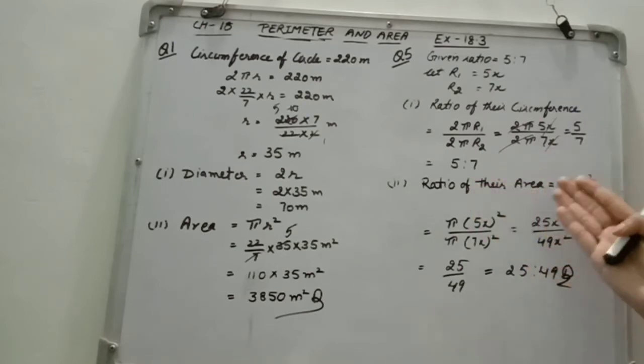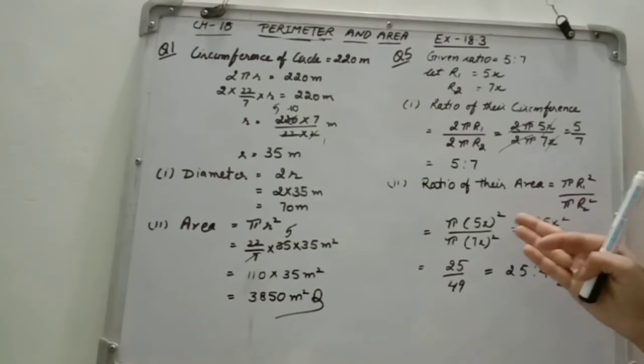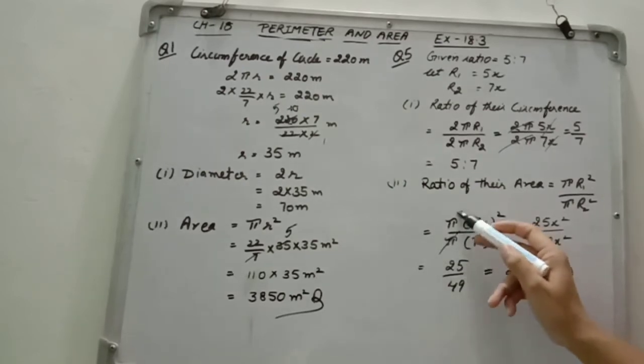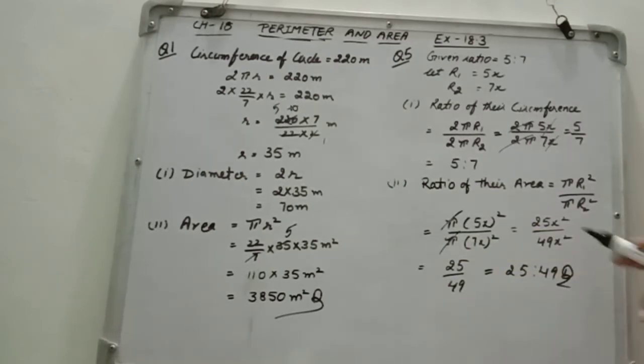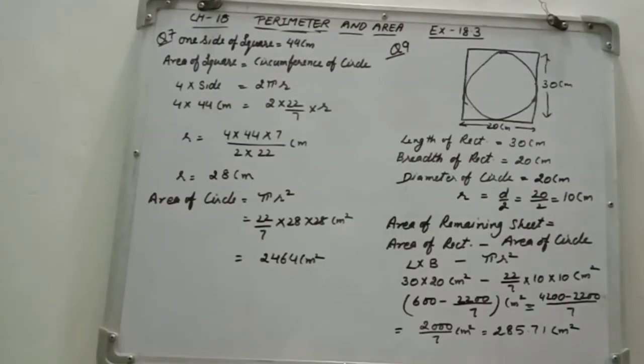Second, ratio of their area. What is the formula of area? Pi r square. So pi r1 square over pi r2 square. Okay, put the value of r, 5x square and 7x square. Now what is the same here? Pi is the same, so cut pi with pi. So solve the square, 25x square, 49x square. Now what is the same? X square is the same, so cut. So what do we get? 25 over 49. So write in a ratio, 25:49.